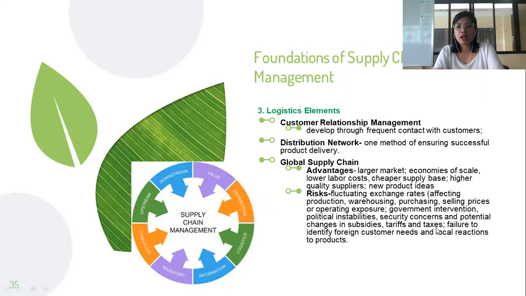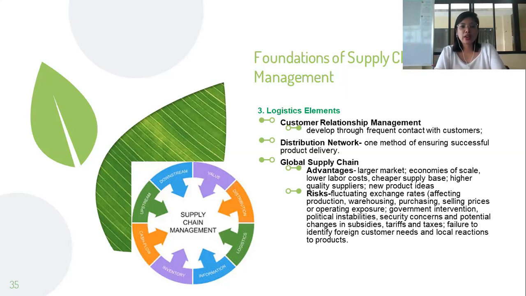There are also security concerns and potential changes in subsidies, tariffs and taxes, failure to identify foreign customers' needs, and local reactions to products because we have different cultures. Filipinos are different from Chinese, from Europeans. If Filipinos love adobo, some other countries do not love that. For example, when the Jollibee fast food chain builds a branch in America, they do not serve as much rice, because the staple food of Western countries is not rice. The staple food there is more on bread, so they offer more bread than rice.